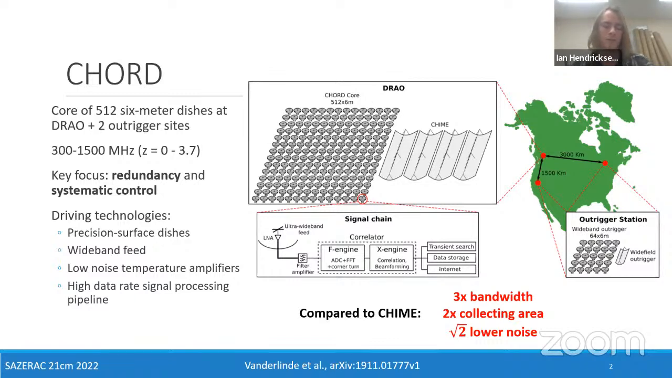The key focus of CHORD is to make improvements on redundancy and systematic control. So in order to achieve this, we have several driving technologies, including precision surface dishes, a wideband feed, low noise temperature amplifiers, and a high data rate signal processing pipeline. So compared to CHIME, CHORD will have 3 times the bandwidth, twice the collecting area, and root 2 lower noise.